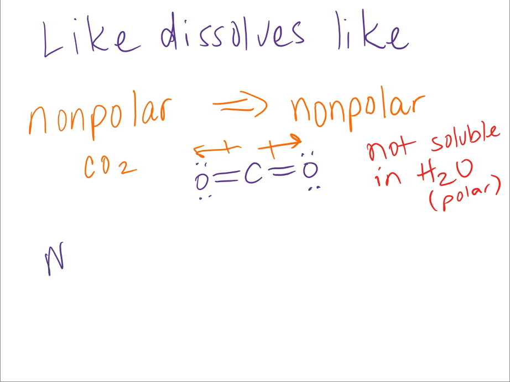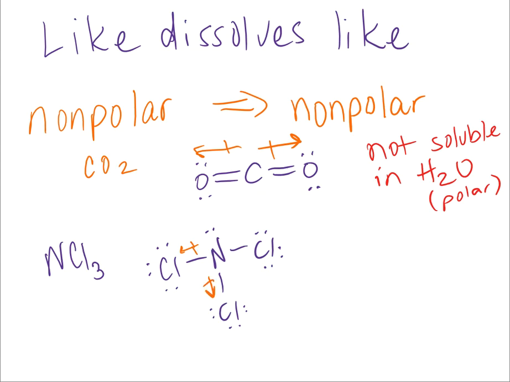If we had a molecule such as NCl3, again, I'm not going to go through and do the Lewis structure step by step. But if you had to go through that Lewis structure, this would be the structure. So even though you have these nitrogen-chlorine bonds, which are polar, so you have dipoles going in all three directions, this is still considered to be a polar molecule.